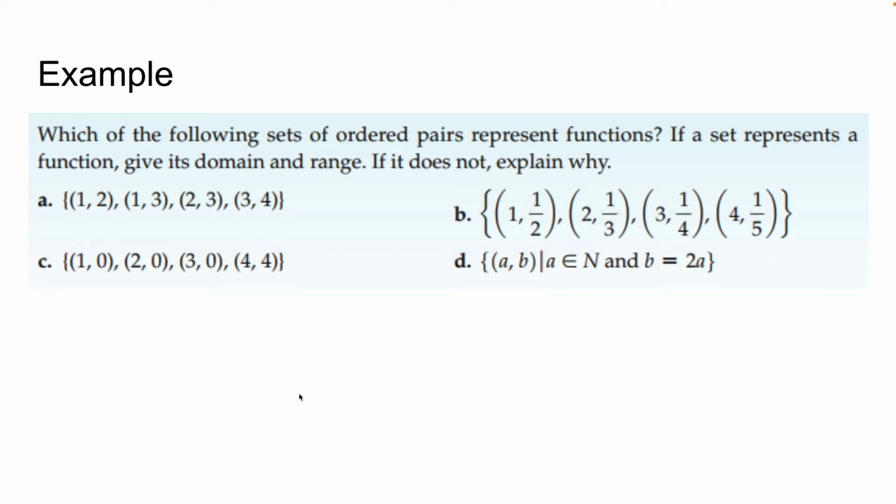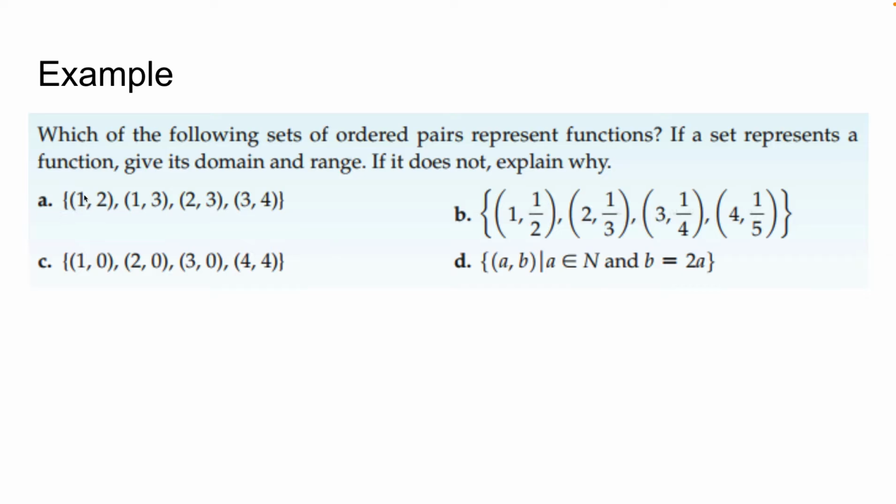So let's look at some examples here. Which of the following sets of ordered pairs represent functions? If a set represents a function, give its domain and range. So domain is the input and range is the output, okay? Let's look at the first one here. Do you think this is a function or not? If it doesn't come to you right away, you can also draw the arrow model.